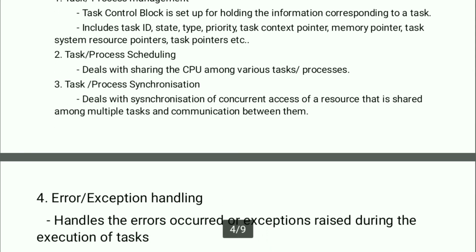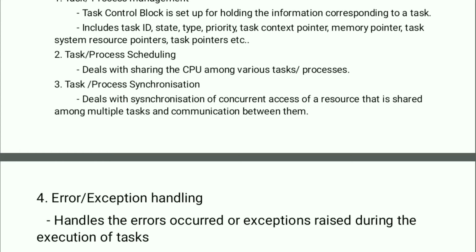Now the second function is task or process scheduling. As the name suggests, it deals with the sharing of the CPU among various tasks or processes. There will be a scheduler which handles the task scheduling. It is an algorithm which performs optimal scheduling of the tasks for high system performance. There are different types of scheduling algorithms also. So that is the second one.